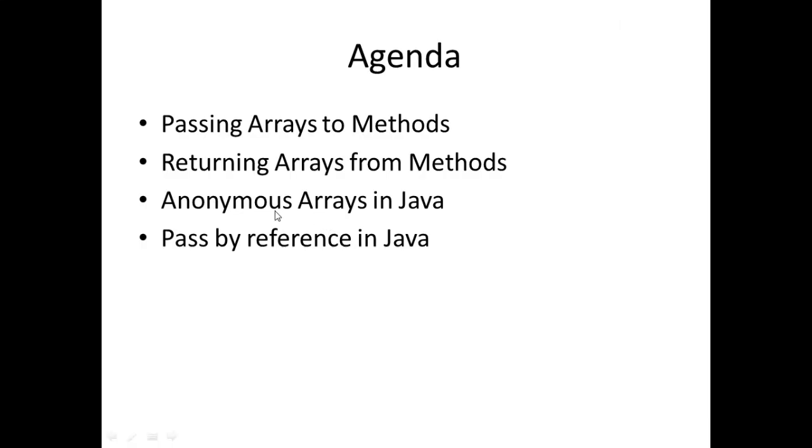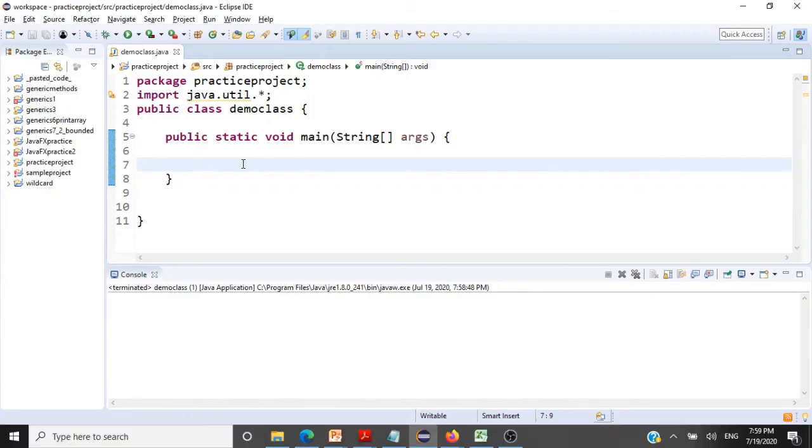Okay, now let's understand this final concept, what is passed by reference in Java. We'll understand this with an example. Let's start working on this. This is an example for passed by reference in Java.